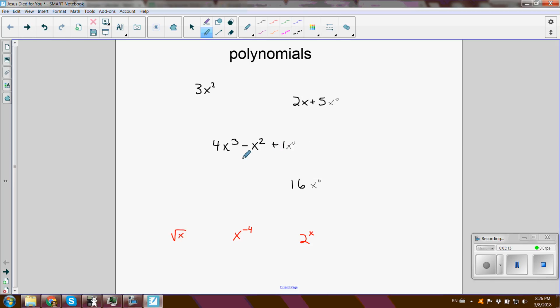Generally when you write a polynomial, you start with the biggest power of x and you work your way down to the smallest power of x. Now, this polynomial here and this polynomial here are called monomials because they only have one term. Mono meaning one, like a monorail or a monogram.